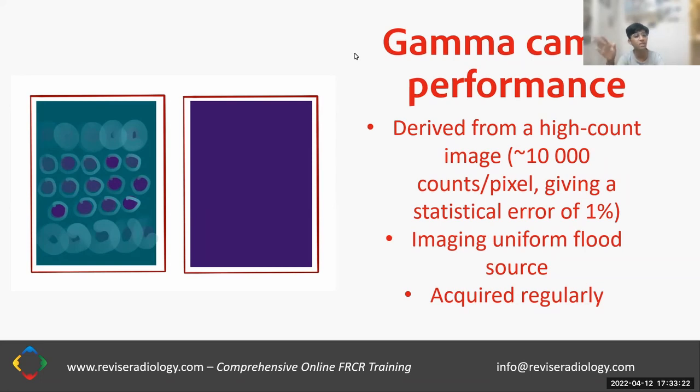So what you need to do is apply these corrections that I talked about earlier, and you need to do them regularly. And we'll look at how regularly those need to be done in just a little while. But yeah, so we want a high count image with around 10,000 counts per pixel.